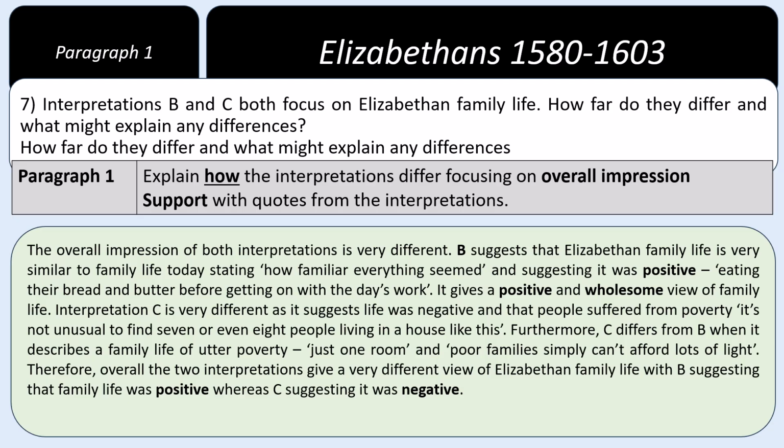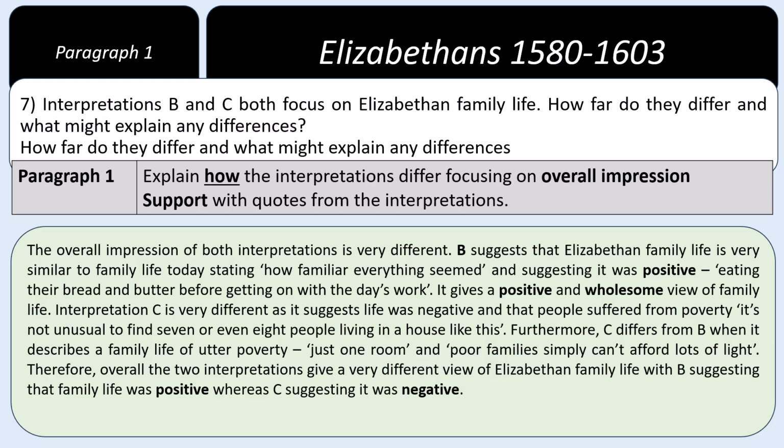The overall impression of both interpretations is very different. B suggests that Elizabethan family life is very similar to family life today, stating how "familiar everything seemed" and suggesting it was positive, "eating their bread and butter before getting on with the day's work." It gives a positive and wholesome view of family life, but interpretation C is very different, as it suggests life as negative and that people suffered from poverty. "It's not unusual to find 7 or even 8 people living in a house like this."